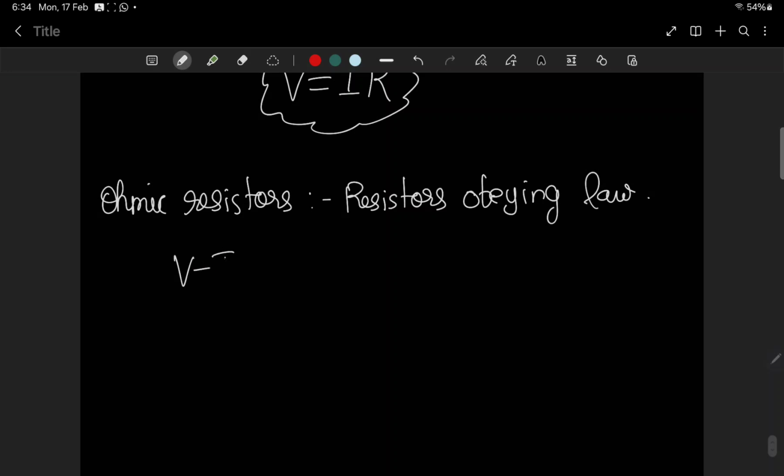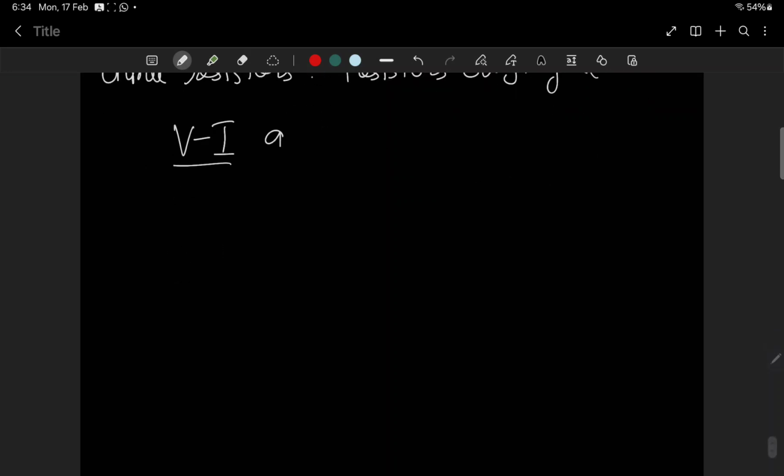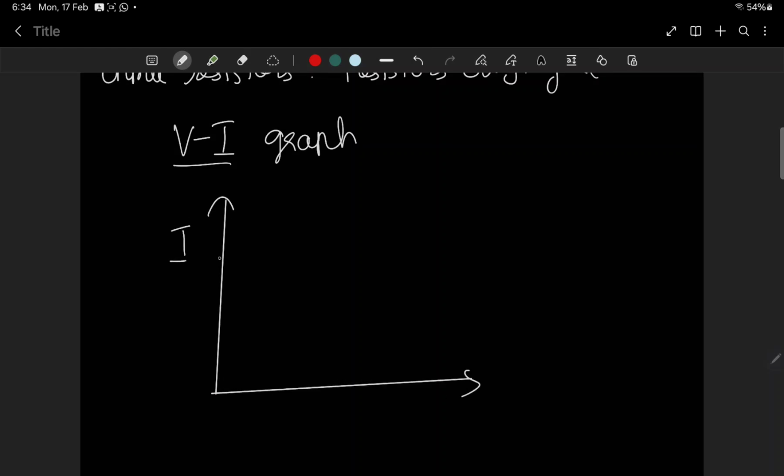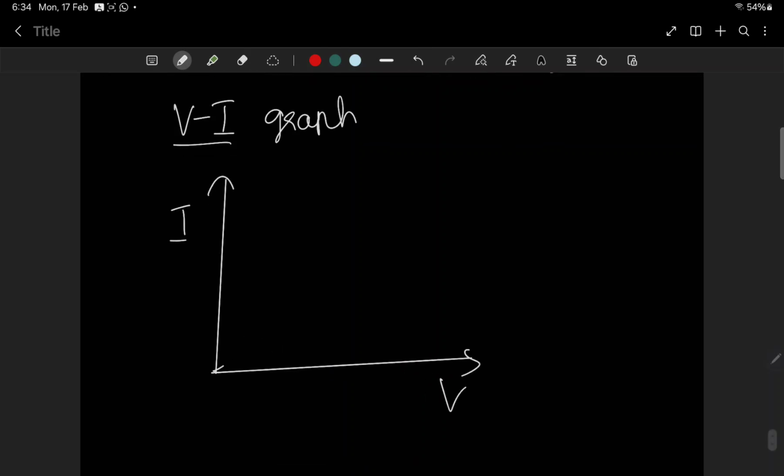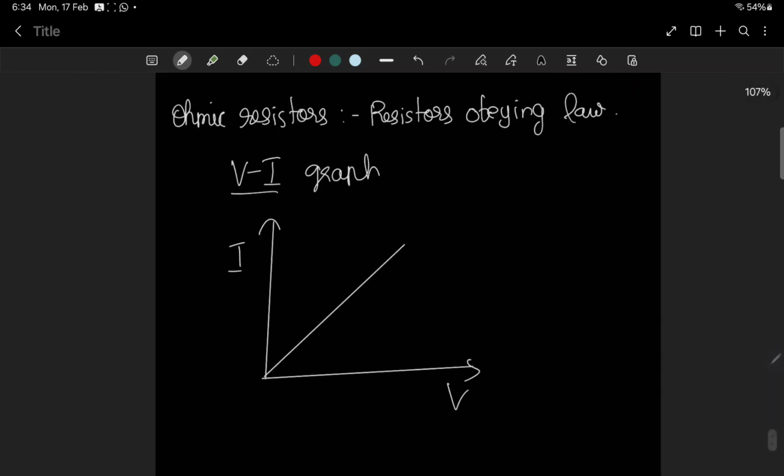So, the VI graph for ohmic resistors. We can draw it like this. This is a VI graph. It will be a straight line. That is, as V increases, I increases. Directly proportional.